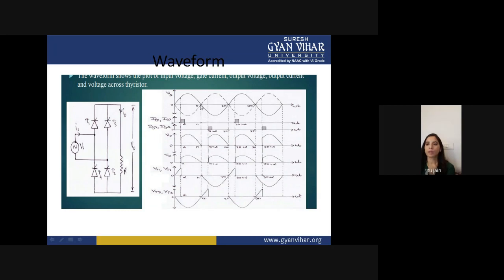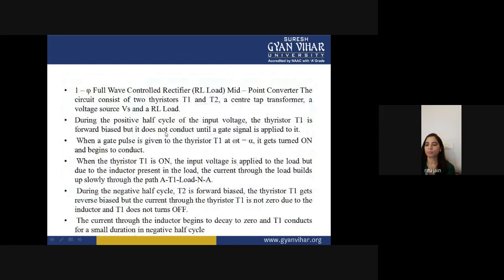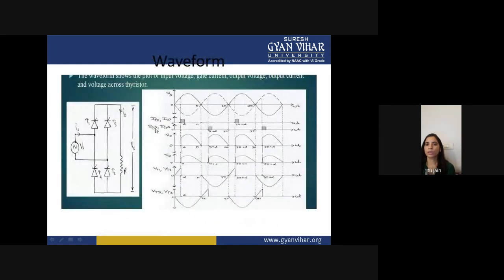Now you can see from pi to 2 pi, we are applying gate pulse to the T3 and T4 SCRs, and we are applying gate pulse over here. Now, in this case, you are getting this output voltage, which is from pi plus alpha to 2 pi.